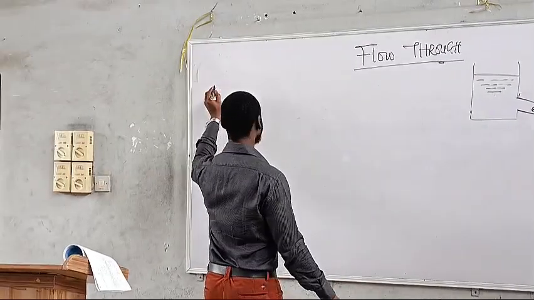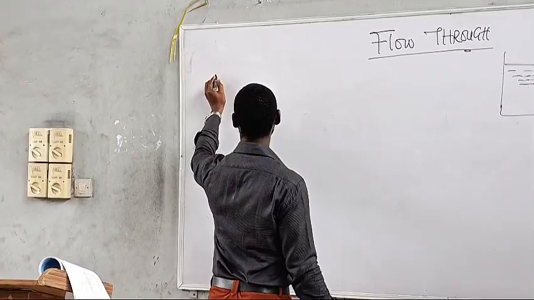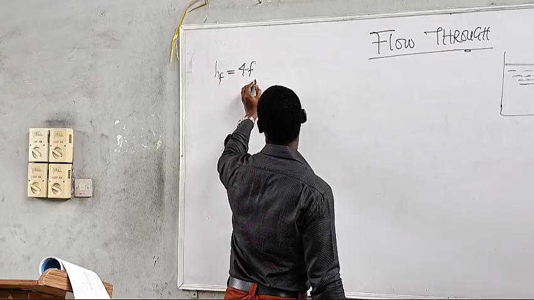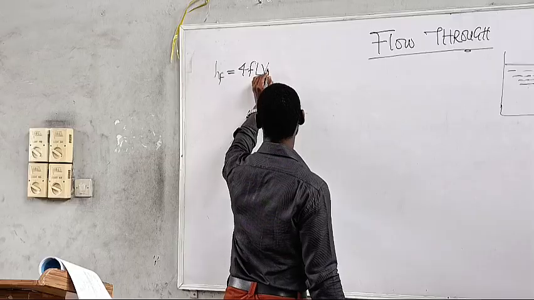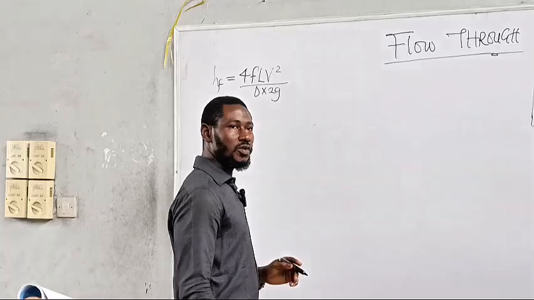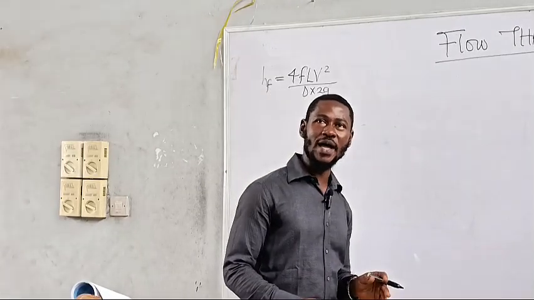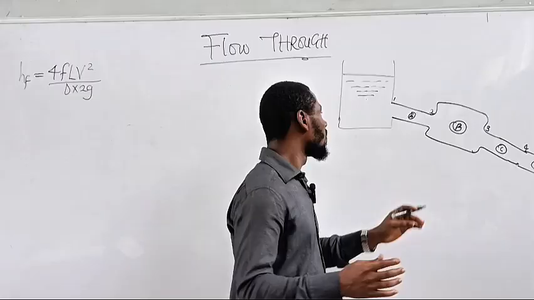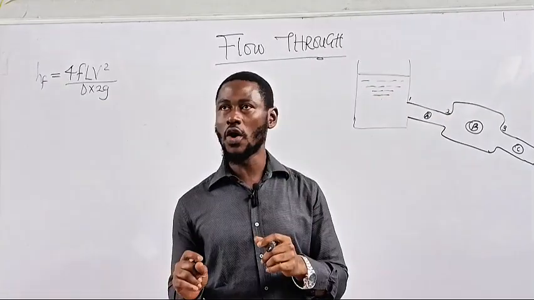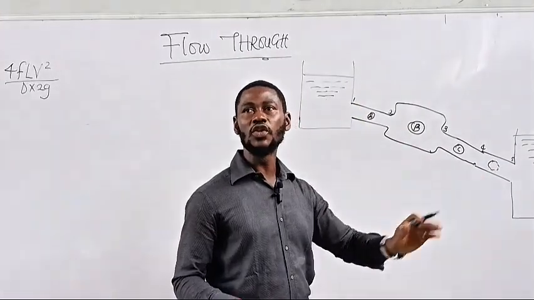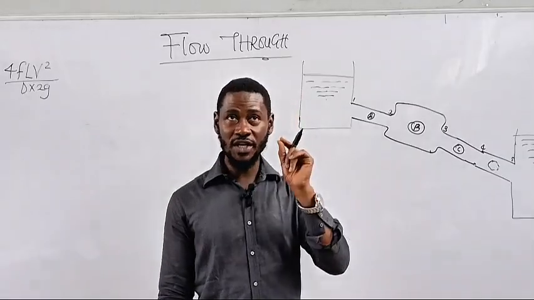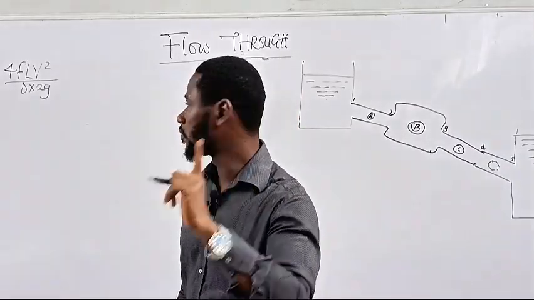Now, let's start our analysis using Darcy Weisbach. Darcy Weisbach is given mathematically as hf equals 4fLV squared over D multiplied by 2g. For pipe 1, what will be different? The length of the pipe and the diameter of the pipe. Also, if you are given the friction factor for these 3 stages, you can include it there. But in a situation where they have a uniform one, it means you are taking f as 1.